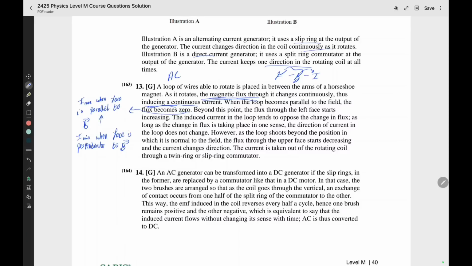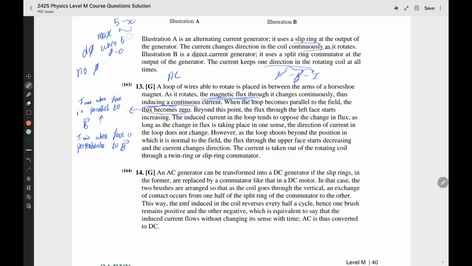Why? Remember, when the face is parallel, there is no flux. You're going to say, wait, there's no flux, how is there current? Remember, it doesn't depend on the value of the flux. It depends on the change in magnetic flux. The change in magnetic flux is maximum when the flux has reached zero, because going from 5 to 0 is a bigger change than going from 5 to 3.